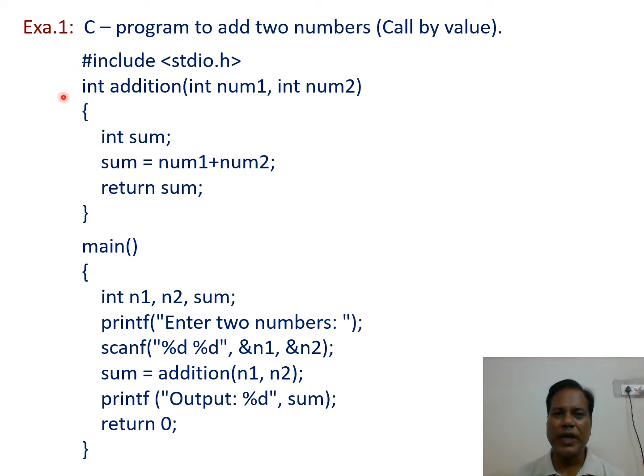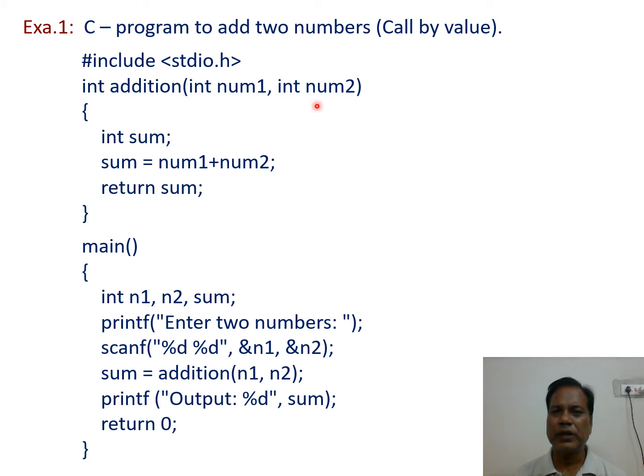The next one is the addition function: int addition(int num1, int num2). Here int is the type of the return value that addition is going to return. Addition is the name of the function. Its name indicates that when this function is called, it is used to add the numbers.